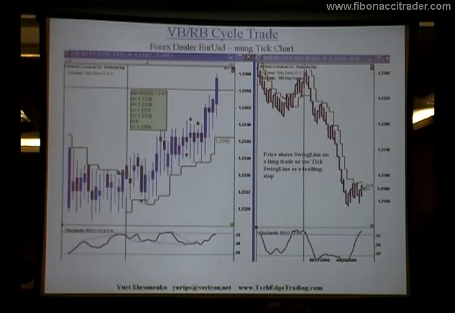Some people use this method that I have with Ensign software, because it has range bars and volume bars. But what I tell them is, you ain't got the swing lines, and these swing lines are hot.